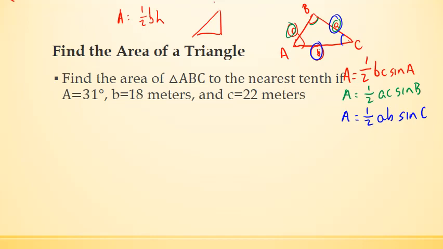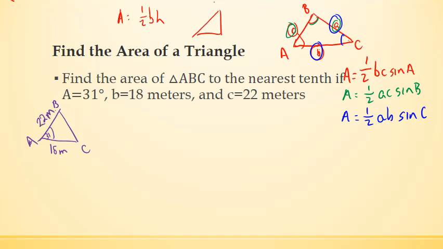So let's see what we have here in this particular problem. It says find the area of triangle ABC to the nearest tenth if A equals 31 degrees, B equals 18 meters, and C equals 22 meters. So let's just sketch a little triangle here. So we got A, B, C, and A is 31 degrees, and side B is 18 meters, and side C is 22 meters.